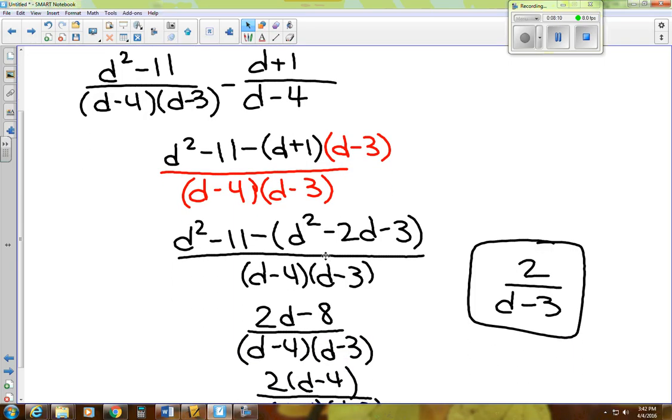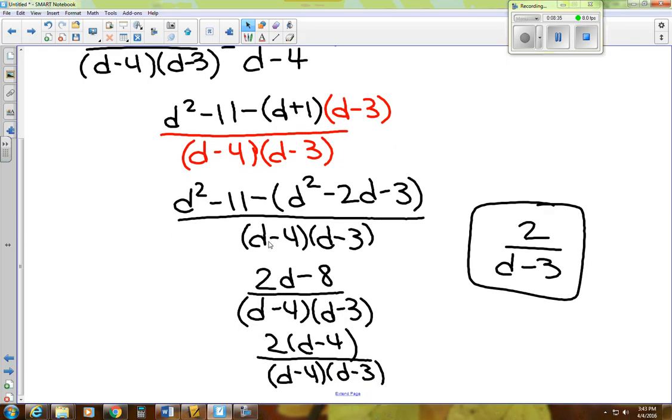And this is where you want to be careful with your signs. Okay, we're multiplying d plus 1 times d minus 3. When we do that, we get the d squared minus 2d minus 3. We do that by foiling or by using the grid method, however you want to do it. But make sure that you distribute the d and you distribute the 1. When you clean it up and combine like terms, this is what you're left with.